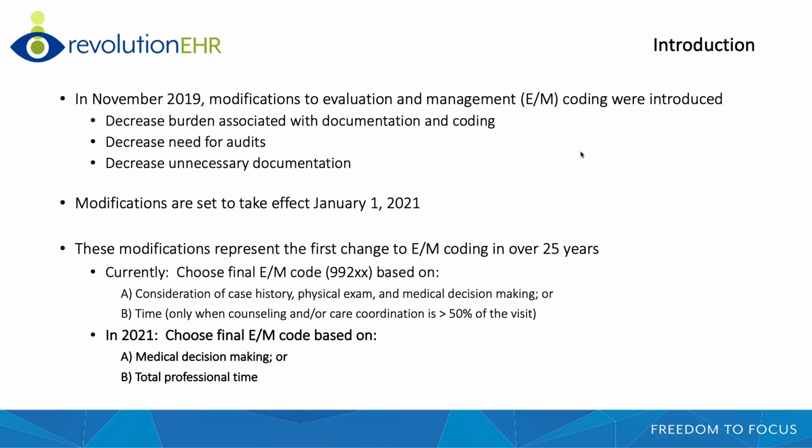Now, in the present day, when you choose a 99,000 series office visit, you do it based on one of two approaches. Most commonly, people are utilizing approach A, and that is a consideration of case history, physical exam, and medical decision making. We often refer to that as counting up the points or counting up the elements, because you look at a physical exam, for example, and you count up all the different elements that were addressed, and that translates to an overall level for the physical exam component of the exam. And then how case history, physical exam, and medical decision making all interrelate determines what the overall visit code is.